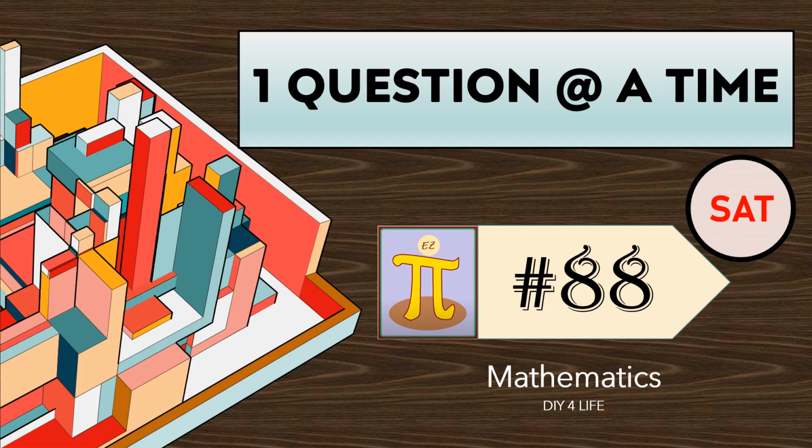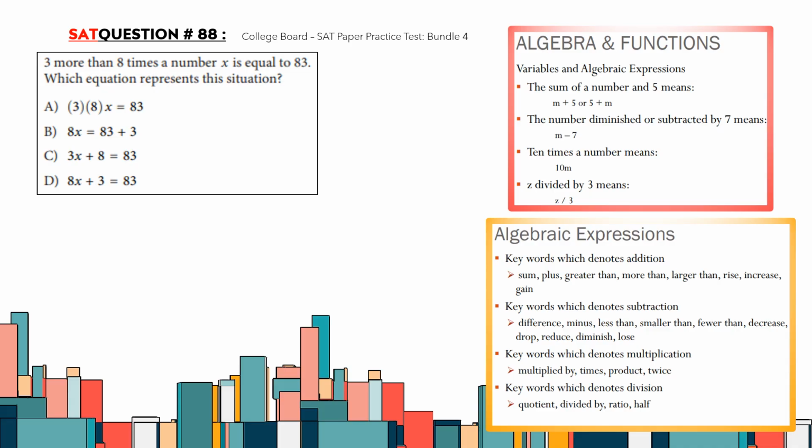Question number 88. Three more than 8 times a number x is equal to 83. Which equation represents this situation?